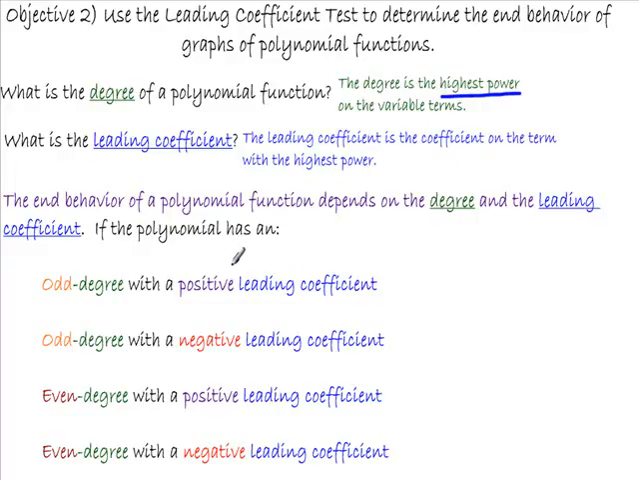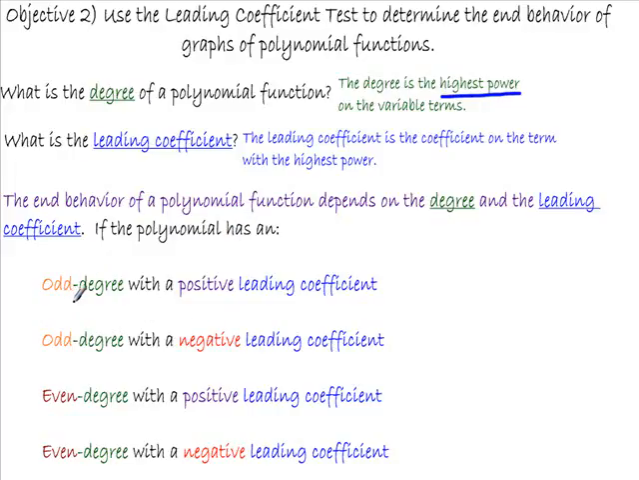And it turns out that the end behavior of a polynomial function depends on both the degree and the leading coefficient. Hence the reason this is called the leading coefficient test. If you can remember just two simple things, if you can remember what the graph of x squared and the graph of x cubed look like, you're going to have this down with no problem. So let me show you.